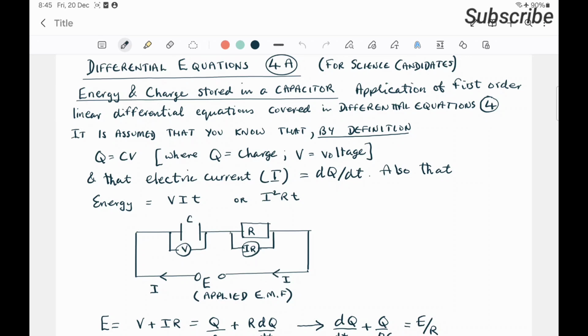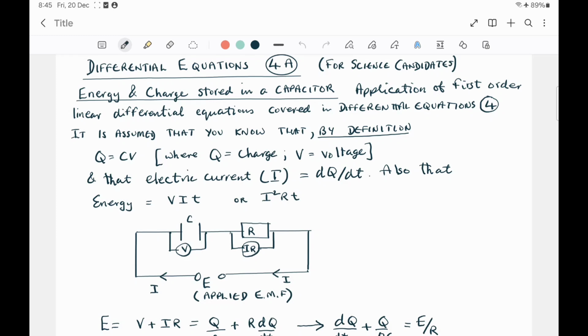I've titled this little episode Differential Equations 4a because it continues on from the previous episode on differential equations, which was number 4. And this one is primarily for science candidates. It deals with the energy stored in a capacitor. And we get to the answers here by application of the first order linear differential equations covered in the previous episode. In other words, differential equations number 4.